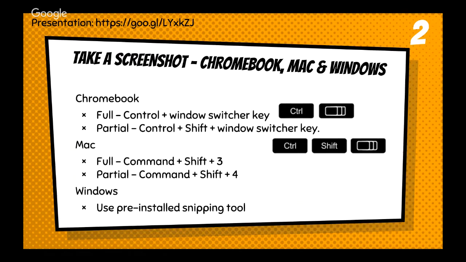And then your partial, again, this is the one I use the most, is your Command plus Shift plus 4. If you're on a Windows machine, there is a pre-installed snipping tool that's going to be under your All Programs or your All Apps. And you can go ahead and take a screenshot using that option.